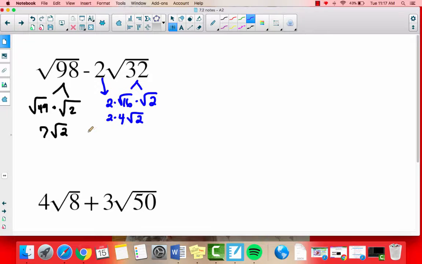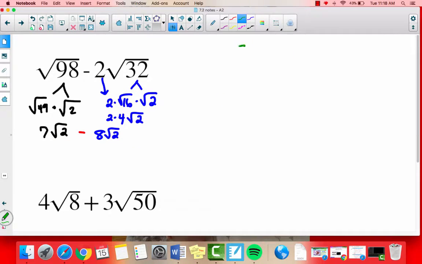So here that gives me 8 root 2, and then remember there was a minus sign in between them. Because I have reduced them all the way, notice that I have the square root of 2 in both of them. Now, because I've reduced it to the same radicand, I can combine like terms. When you add or subtract radicals, all you have to do is add or subtract the number in front. You do not change the square root part.